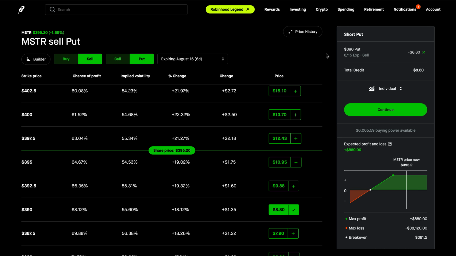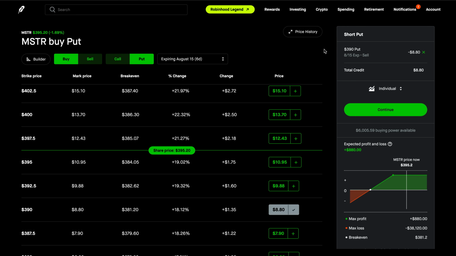Well, if we can't put up cash as collateral, then we will need to put something else up as collateral. And luckily for us, something else we can put up as collateral is actually a put. So instead of selling a put here, we're going to switch to buy. We're still going to sell our put like we normally would, but now we're going to buy a put. And that's actually going to become our collateral.